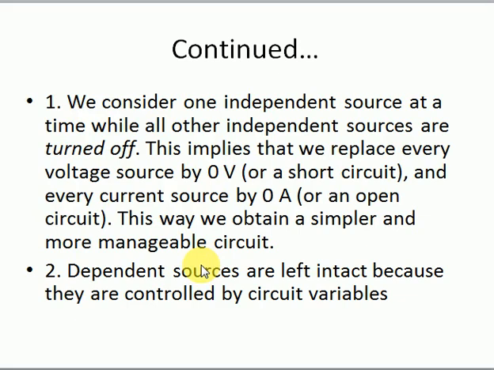Basically, a short circuit is that circuit in which there is minimum voltage and maximum current. And what is the minimum voltage? Minimum voltage is 0 volt, ideally. So we replace every voltage source by 0 volt, and we will use only a single voltage source. And if we are having a current source, then we also have to replace that current source by 0 ampere.